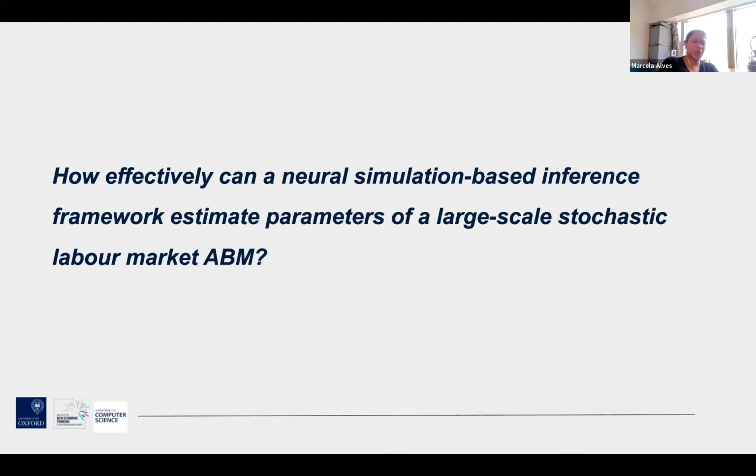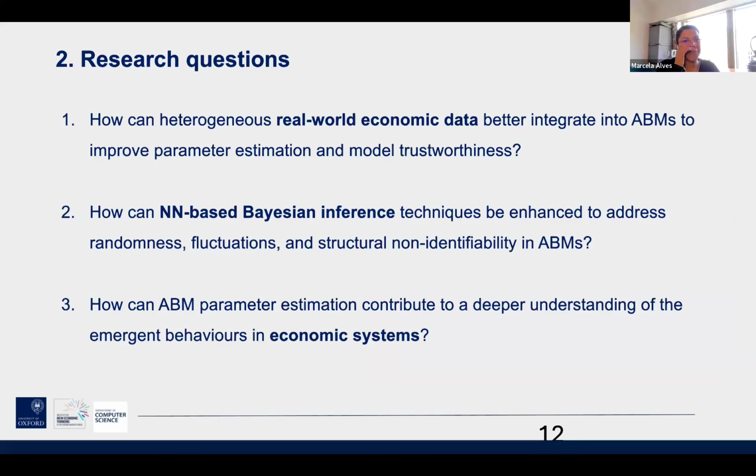So the research question I have been working on in the last years is basically how we can use a neural simulation-based inference framework to estimate parameters of those ABMs, these large scale stochastic labor market ABMs. The labor market has been my focus here. The thing I have been putting most of my time into is how we can get this heterogeneous real world economic data and integrate it into parameter estimation.